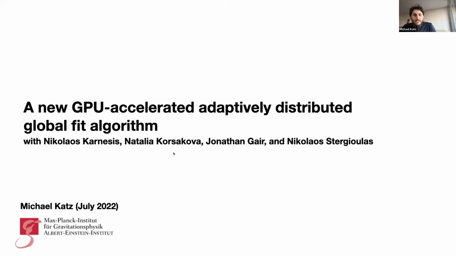Thank you. So as Martin said, my name is Michael Katz. I'm currently a postdoc at the Albert Einstein Institute. And today I'm going to be telling you about our new GPU accelerated adaptively distributed global fit algorithm, which I have been working on with Nikos Karnesis, Natalia Korsakova, Jonathan Gair, and Nikolaos Stergioulas.